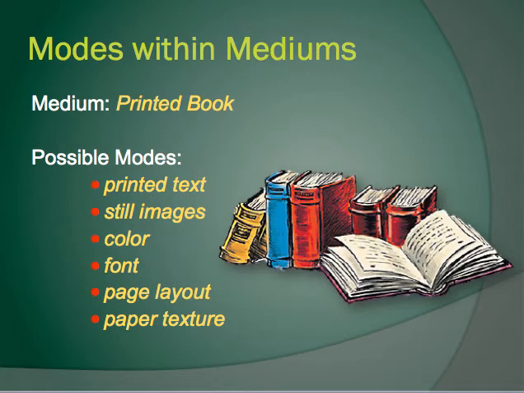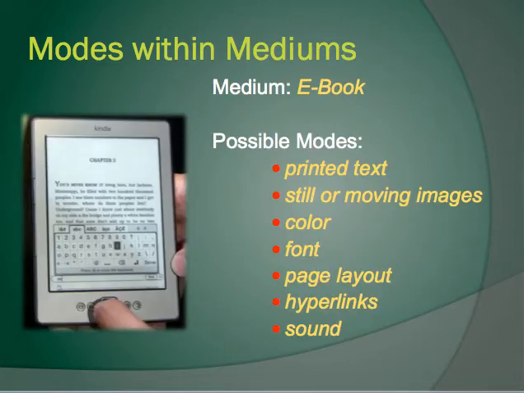Within each kind of medium, physical or virtual, there are certain possible modes that an author can utilize to convey his or her message. For example, in a printed book, an author has the choice of using modes like printed text, still images, color, font, page layout, and paper texture. In an ebook, an author has the choice of using modes like printed text, still or moving images, color, font, page layout, hyperlinks to web pages or to word definitions, and sound.